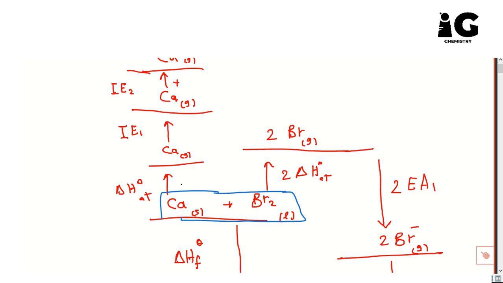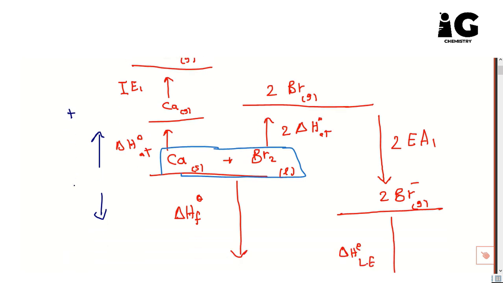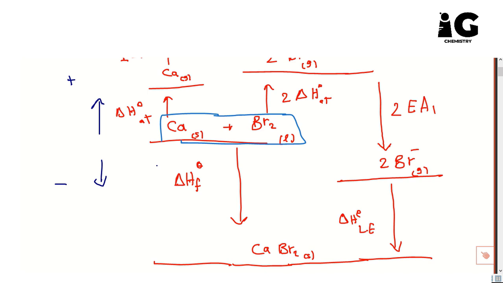And then we can move up, and we can also move down. So what is the difference between them? Of course, if we move up, this is a positive change, endothermic, and if we move down, this is a negative change, which is exothermic. If we move down, actually, guys, this is called a standard enthalpy change of formation, and this is to form calcium bromide. Look at this. This is calcium bromide.